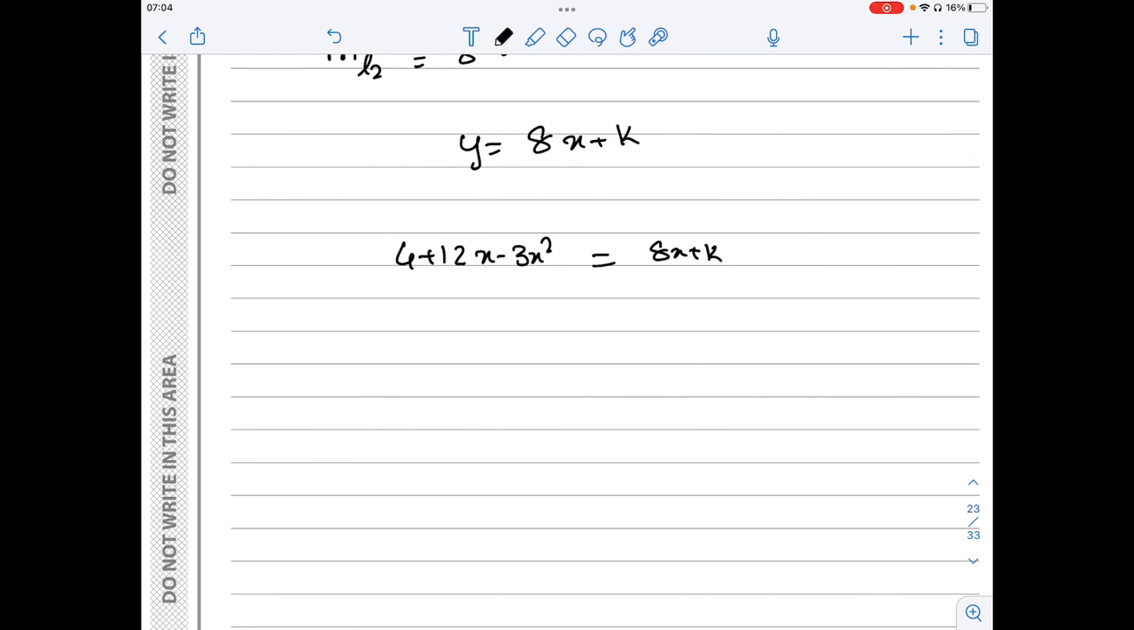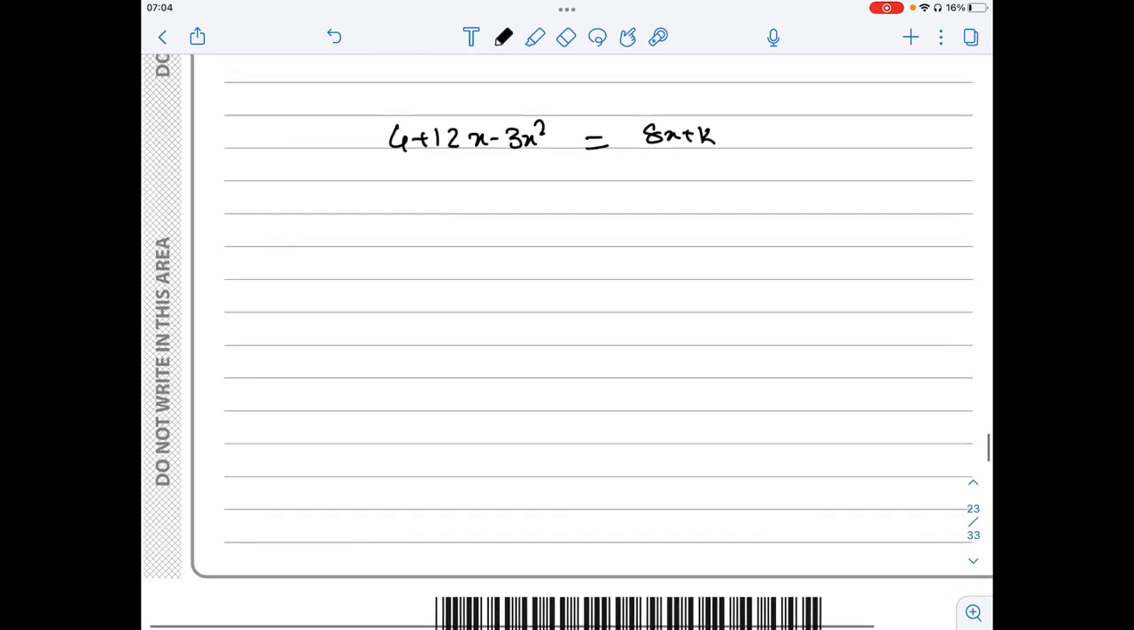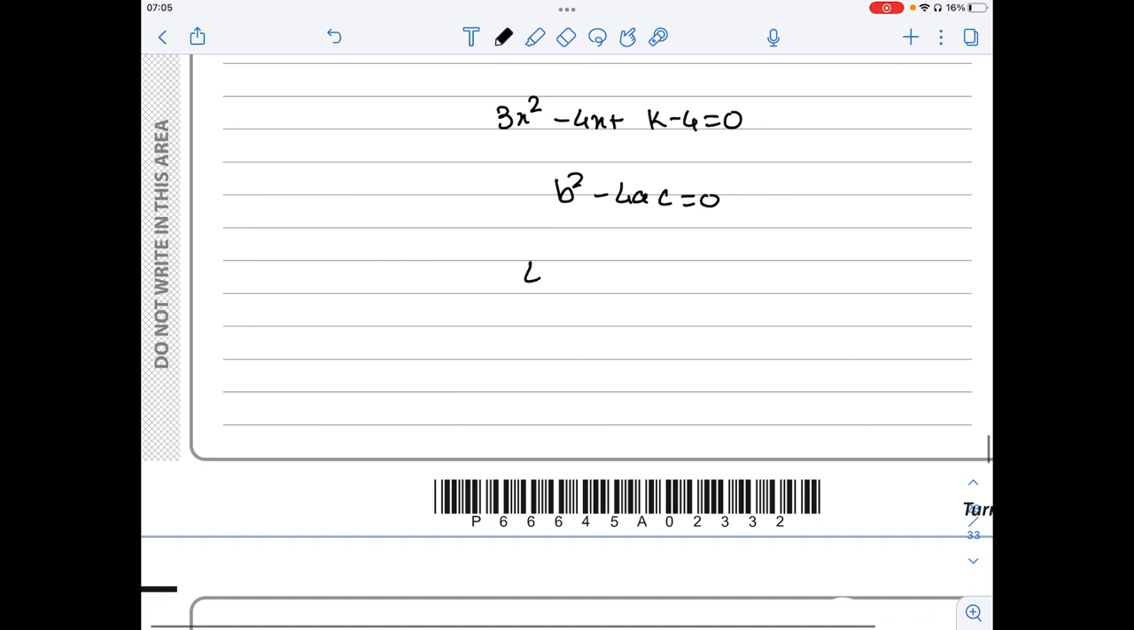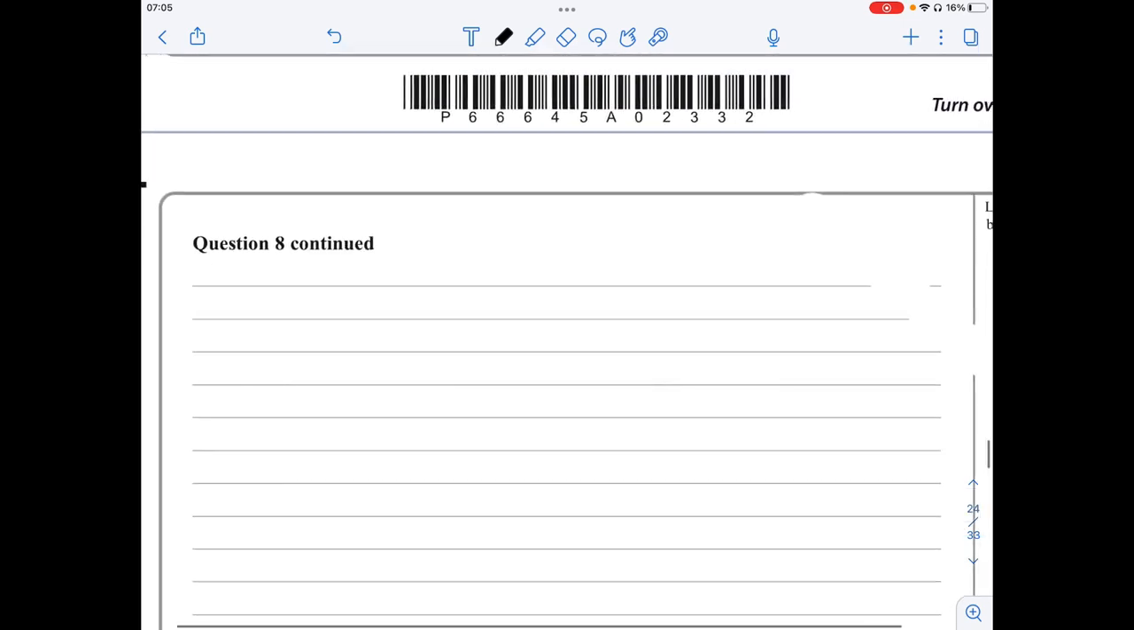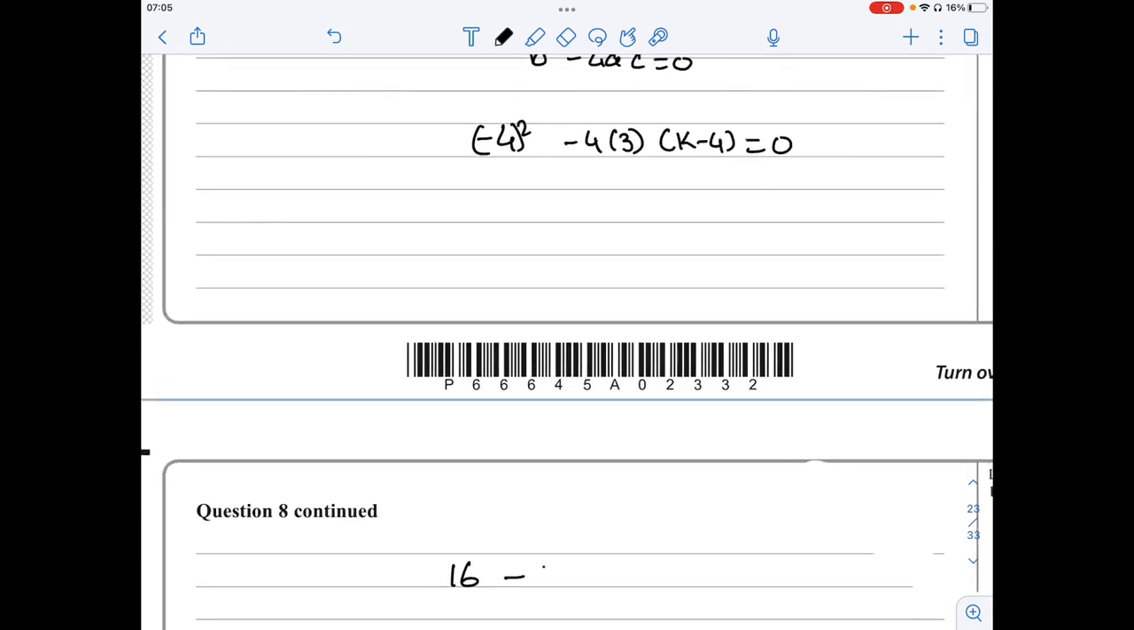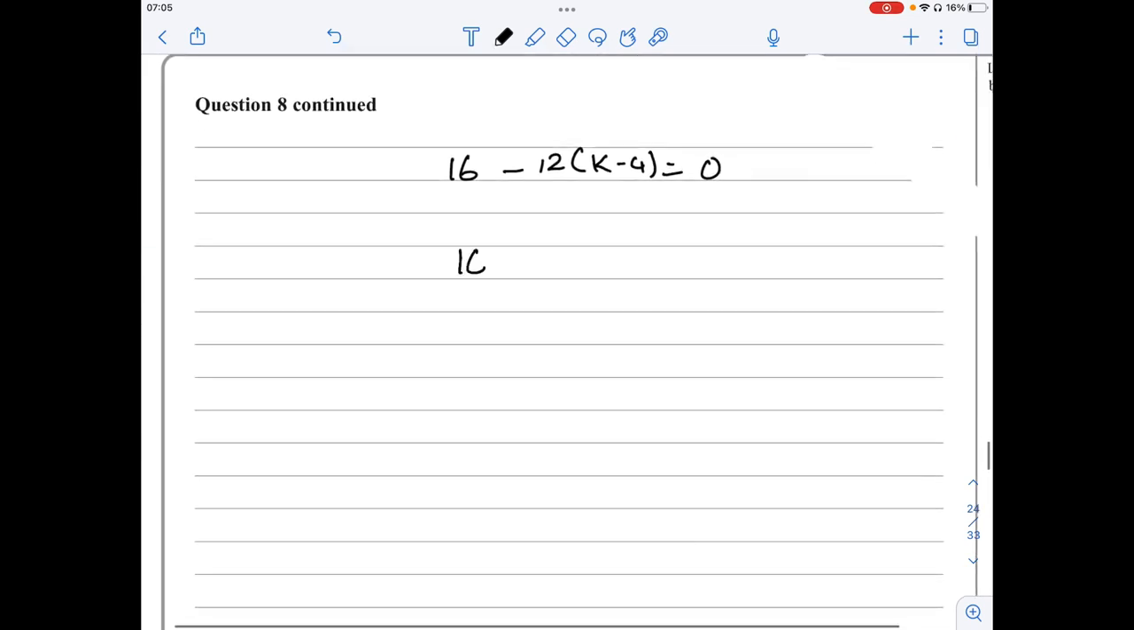We do the simultaneous equations and get a quadratic. So what is that quadratic? 3x square minus 4x plus k minus 4 equals 0. Because it touches, b square minus 4ac should be equal to 0. So 4 square minus 4 times 3 times k minus 4 equals 0. That becomes 16 minus 12 times k minus 4 equals 0, so 16 minus 12k plus 48 equals 0.